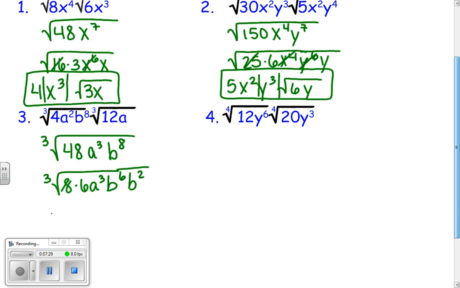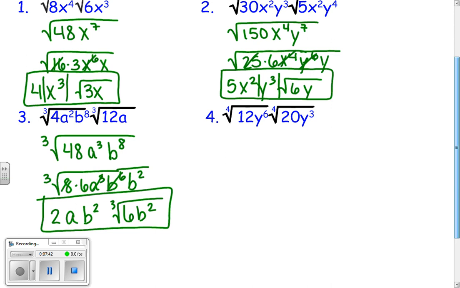The cube root of 8 is 2. The cube root of a cubed is a. And the cube root of b to the 6th is b squared, which means you're left with the cube root of 6b squared. No absolute values are necessary because you started odd.